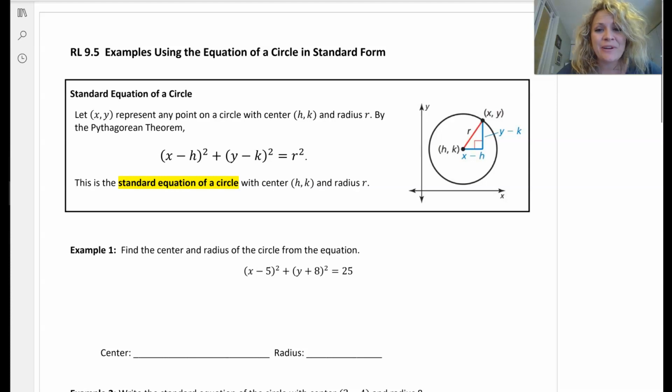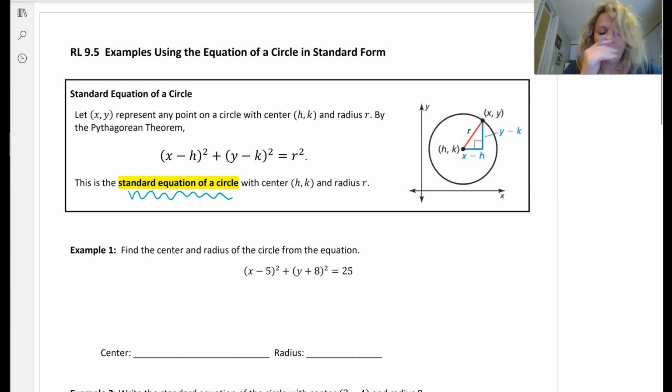Hey there! So in our last video, we derived the equation of a circle in standard form using the Pythagorean theorem. And in these next 4 examples, we are going to use that equation to answer some questions about circles. So just to review again, we've got our standard equation of a circle. We said that h comma k is the ordered pair that represents the center of the circle, and the radius is r.